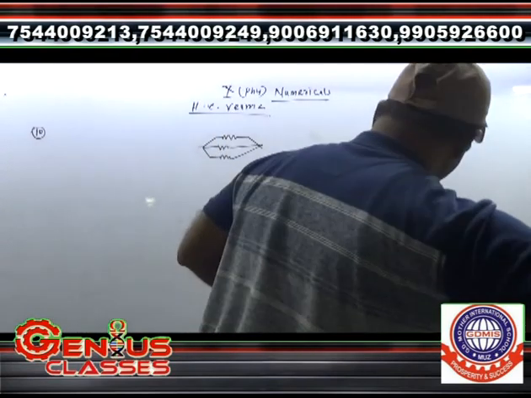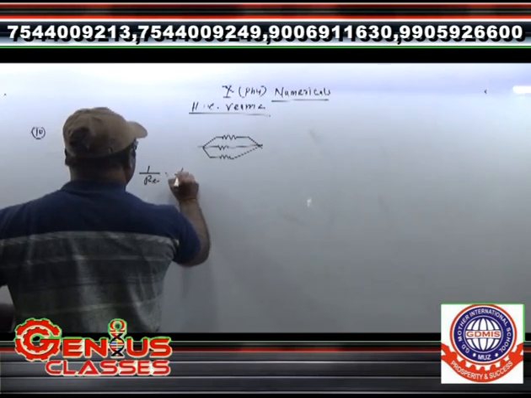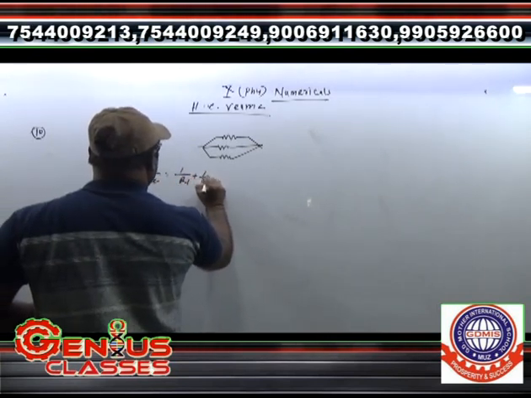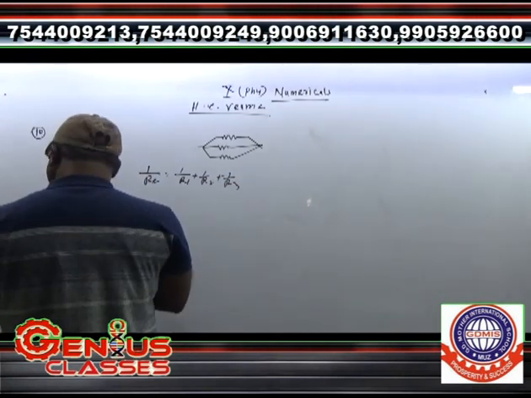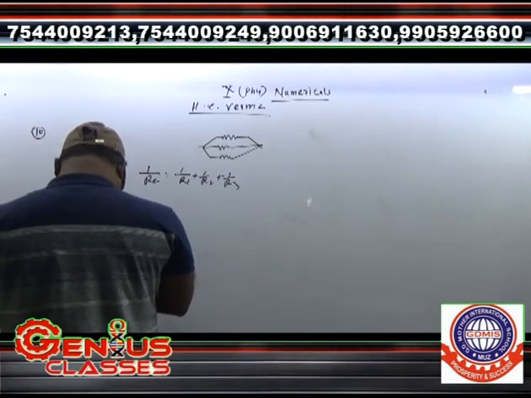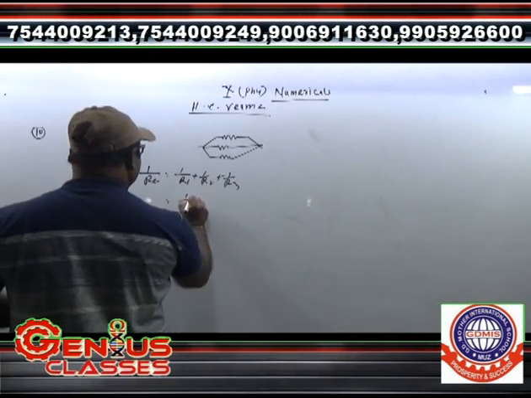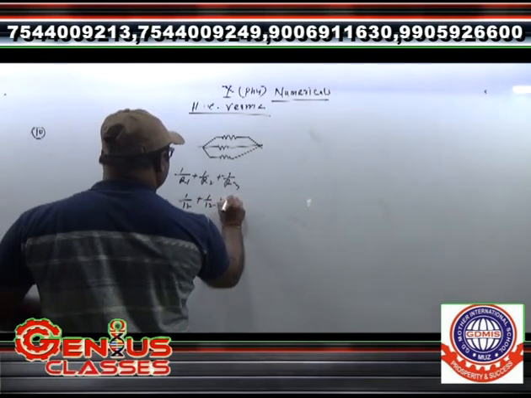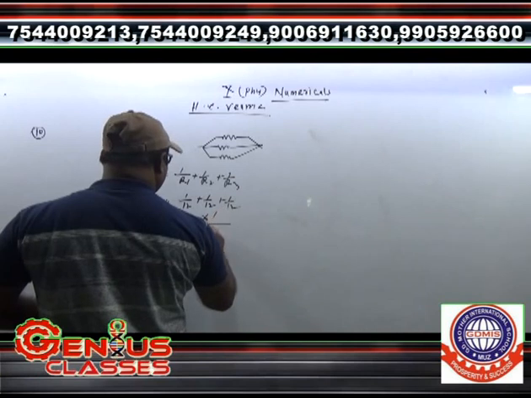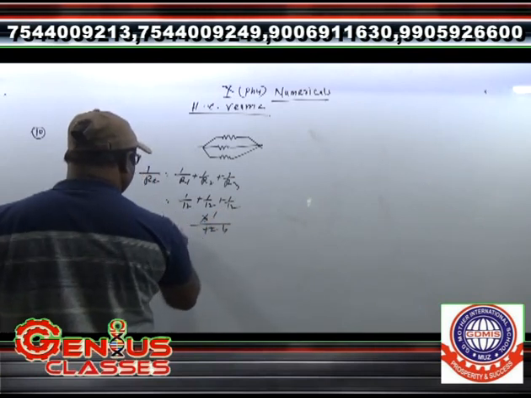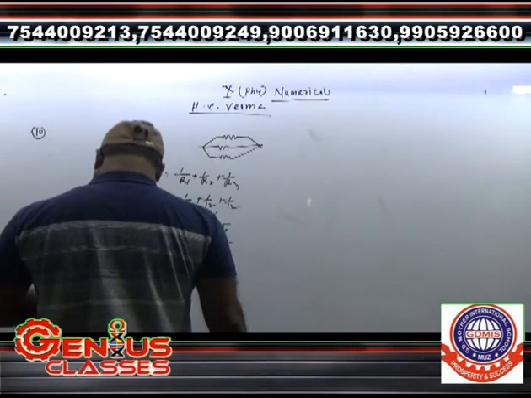Simple. 1 by R equivalent is equal to 1 by R1 plus 1 by R2 plus 1 by R3. What is the value here? 12 ohm are connected. Simple. 1 by 12 plus 1 by 12 plus 1 by 12, it is 3 by 12. Okay.